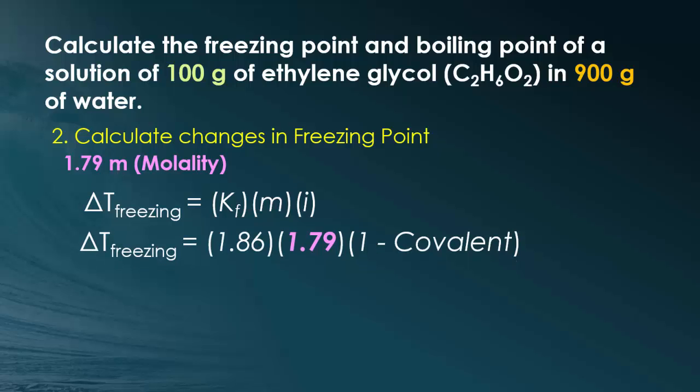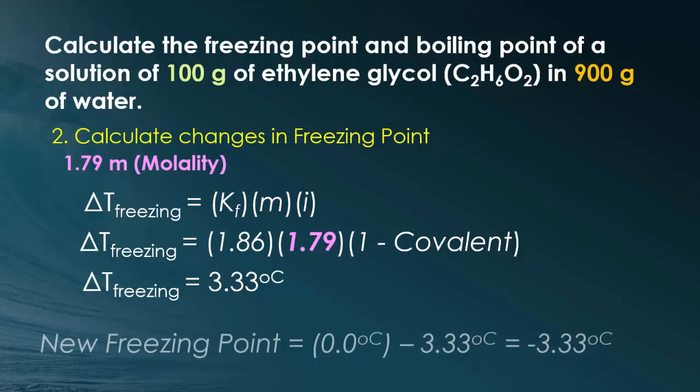We know that our constant for freezing is 1.86. We also know the molality we just calculated is 1.79. And because ethylene glycol is a covalent compound, there is only one thing to it. So when you take 1.86 times 1.79 times 1, you get a change in freezing by 3.33 degrees Celsius.